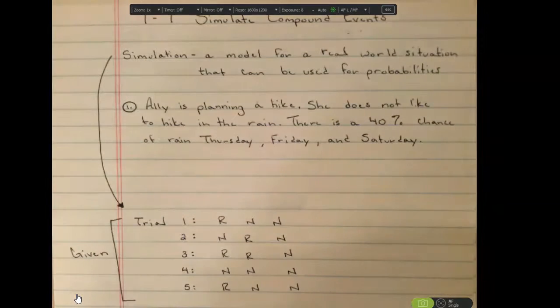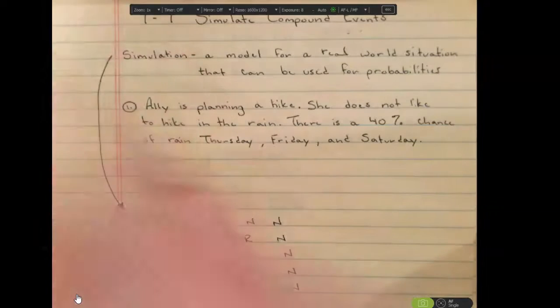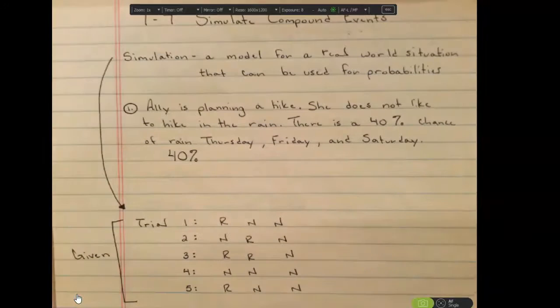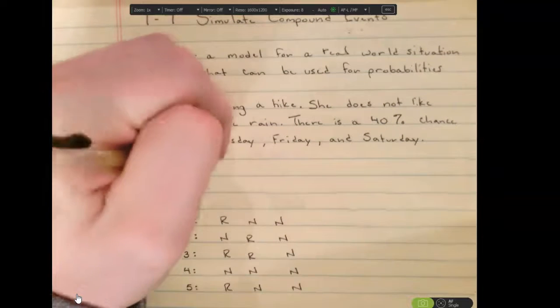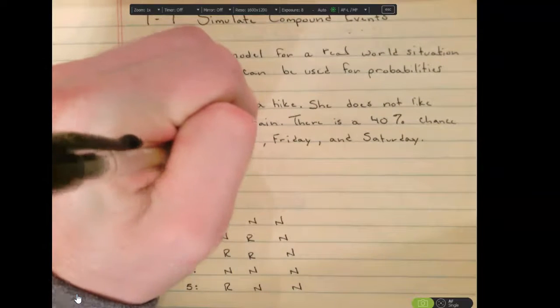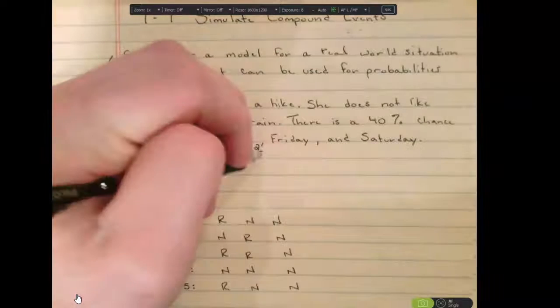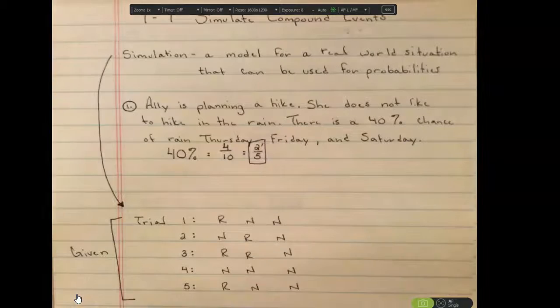Now, with that being said, 40% is the percent chance that it has of raining these 3 days, Thursday, Friday, and Saturday. I know that 40%, if I turn it into a fraction, is 4/10. And I can simplify 4/10 into 2/5.